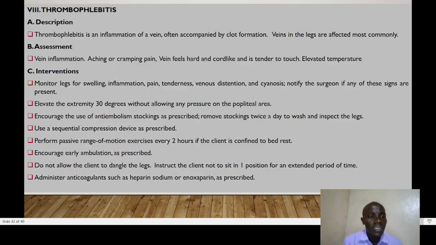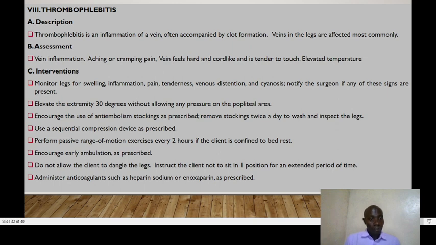On thrombophlebitis, this is the inflammation of a vein accompanied by clot formation. The veins in the legs are commonly affected because of gravity, okay? So in assessment, you need to assess for vein inflammation, see if the patient is reporting any aching or cramping pain. The veins will feel hard and cord-like and will be tender to touch. The patient could be having elevated temperatures. You need to monitor the legs for swelling, inflammation, pain, tenderness, venous distension, and cyanosis. You notify the surgeon if these signs are present.